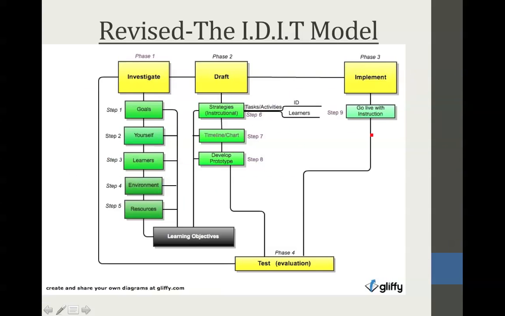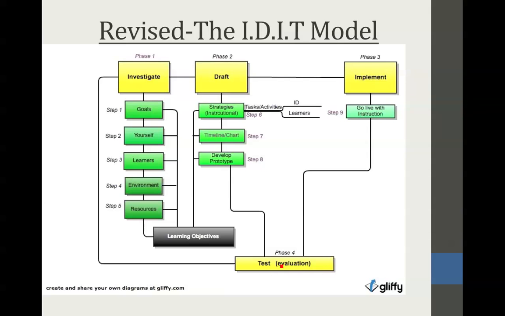So here's the image of the revised model, the IDIT model. As you can see, there's 4 phases, and I got rid of the outcome phase. So here's the revised flowchart. As you can see, I have 4 phases: the investigate phase, draft phase, implement phase, and last but not least, the test phase. Now, my model is based on the generic model, as many are.